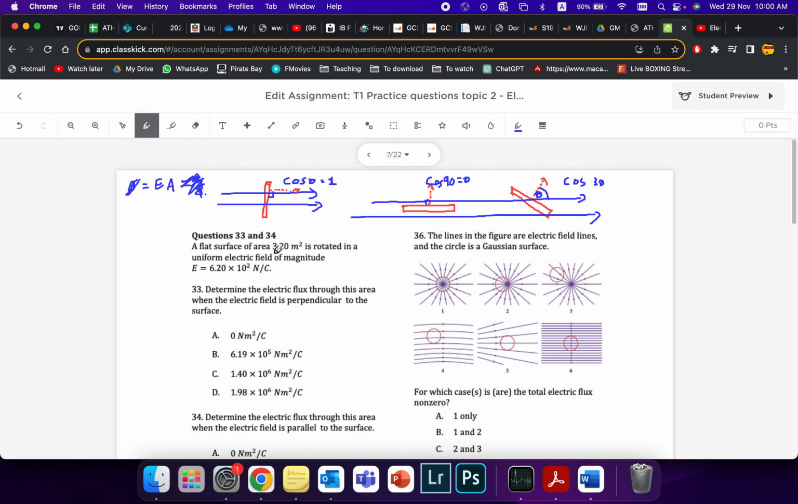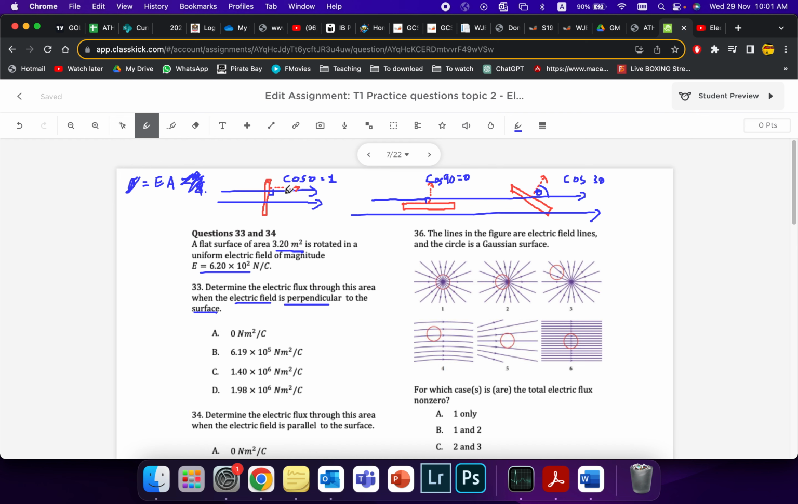So now let's get into this again. You have the surface area. It's in meters squared, so that's fine. You have the electric field, EA, very nice. Now we need to know when the field is perpendicular to the surface. The field and the surface are perpendicular. That is cos of 0. The normal is in the same direction. If the field is perpendicular to the surface, it is parallel with the normal.